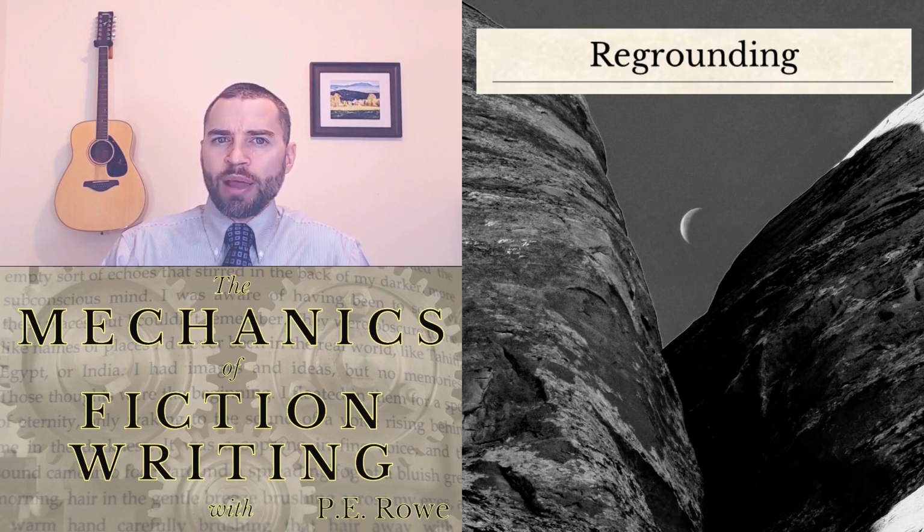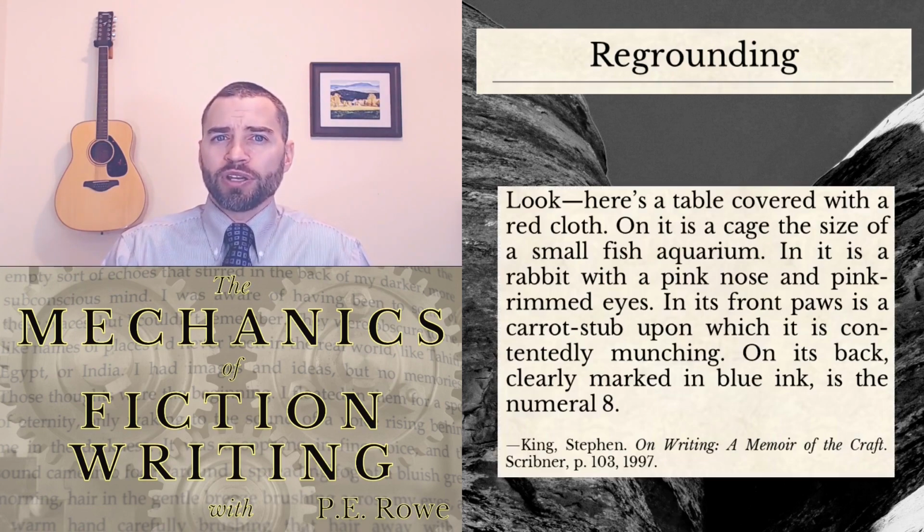Remember Stephen King's Rabbit? If you recall his initial telepathic message, "Look, here's a table covered with a red cloth. On it is a cage the size of a small fish aquarium. In it is a rabbit with a pink nose and pink-rimmed eyes. In its front paws is a carrot stub, upon which it is contentedly munching. On its back, clearly marked in blue ink, is the numeral 8."